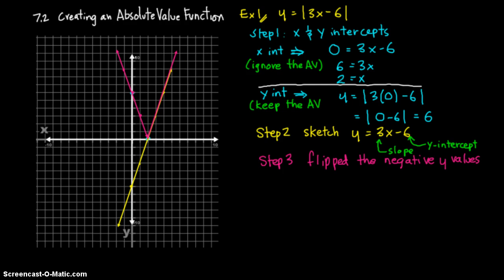Let's look at a few other things we can do. I'll use white now. First off, step 4. We're going to do a full analysis. So step 4 is where I check out what the domain is and what the range is.